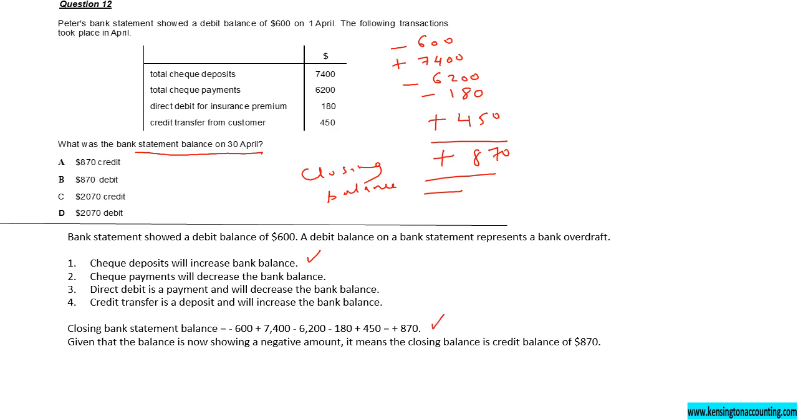Okay, a positive bank balance is a credit balance in the bank statement. Therefore, the correct answer is A.